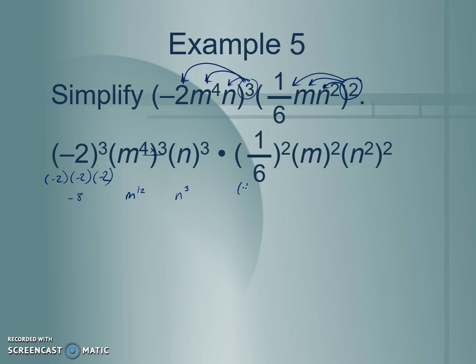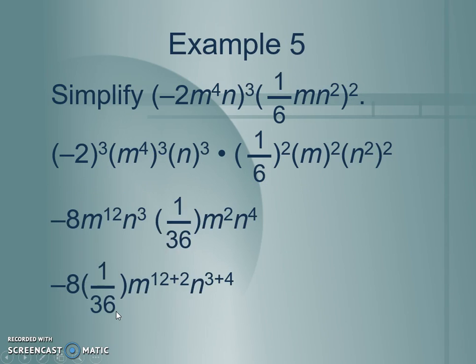This is like 1 to the 6th times 1 to the 6th. 1 times 1 is 1. 6 times 6 is 36. m squared, that's good, and then we'll have to multiply these two things. We'll end up with n to the 4th. Okay, so this is what we just said we had.